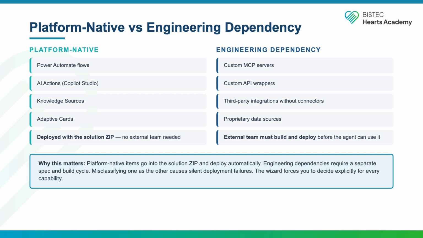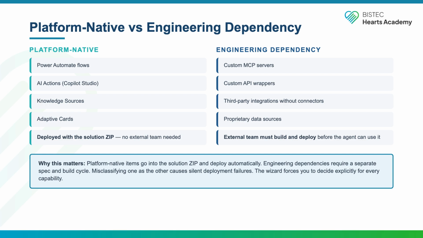Engineering dependencies are things that cannot be packaged in the solution's IP because they require custom code, a running service, or an integration that the platform does not natively support. Custom MCP servers, custom API wrappers, third-party integrations without Power Platform connectors, proprietary data sources. These require a separate engineering effort before the agent can use them.